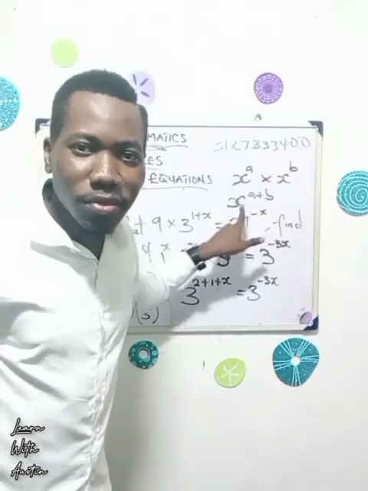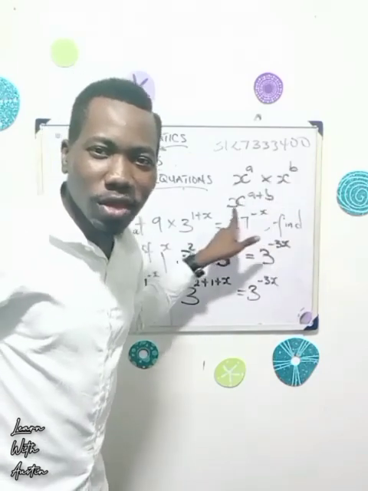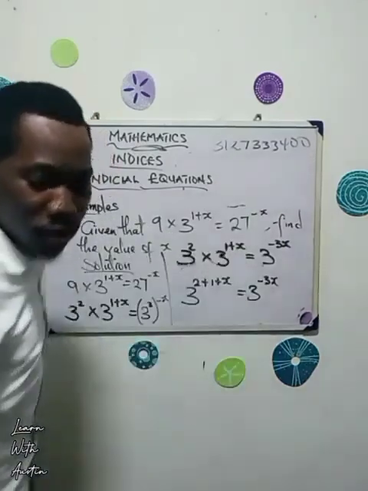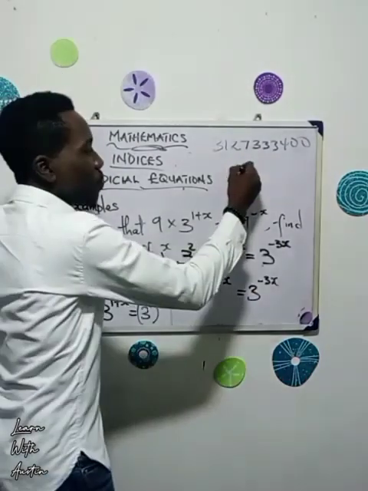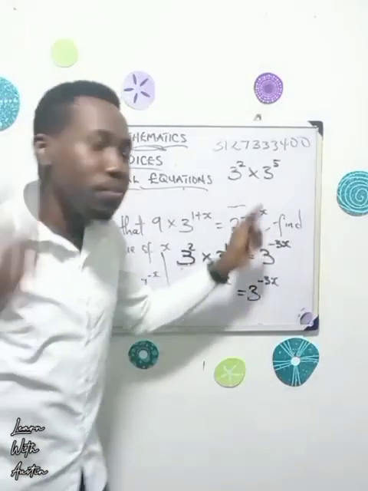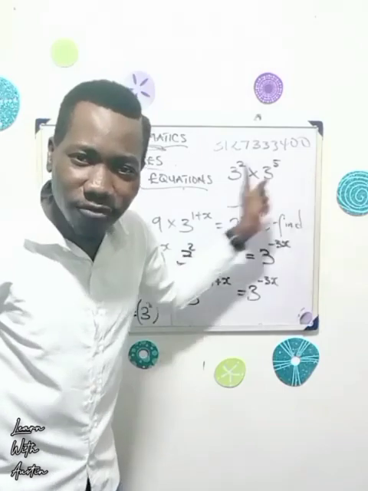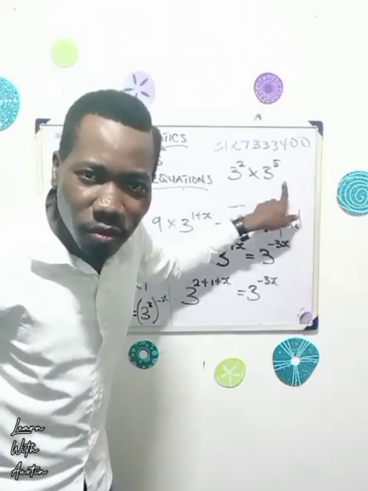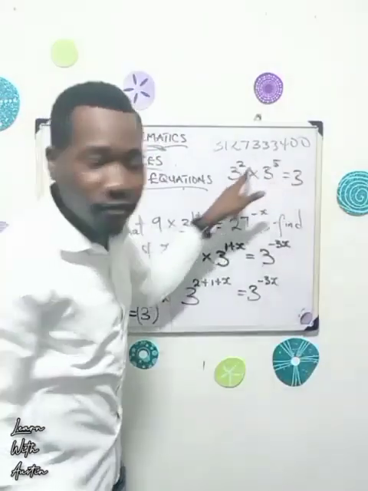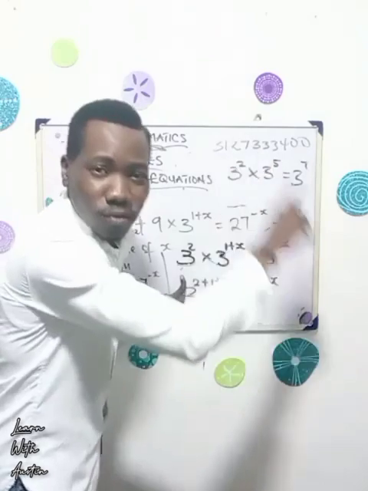So x raised to the power of a times x raised to the power of b will give us x raised to the power of a plus b. Let me take an example of real numbers. We have 3 raised to the power of 2 times 3 raised to the power of 5. If you have two numbers like this, both expressed in index form and having the same base, your answer will become 3 raised to the power of 2 plus 5, which is 3 raised to the power of 7. That was what we applied here, according to the rule of indices.